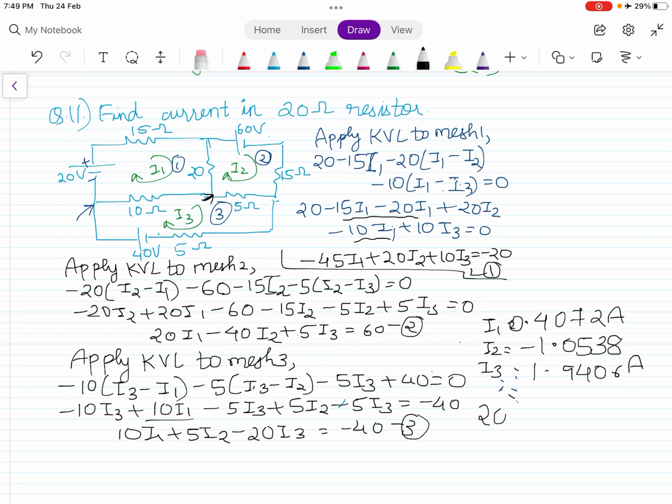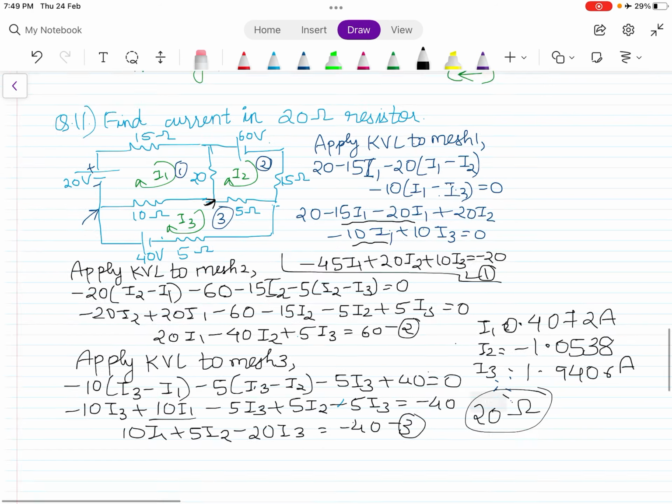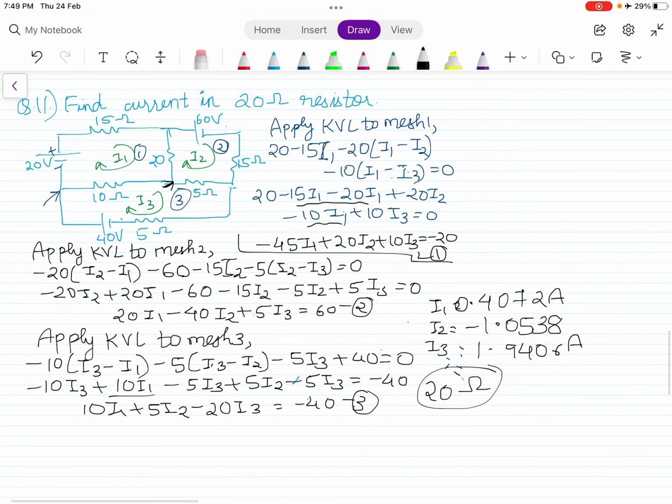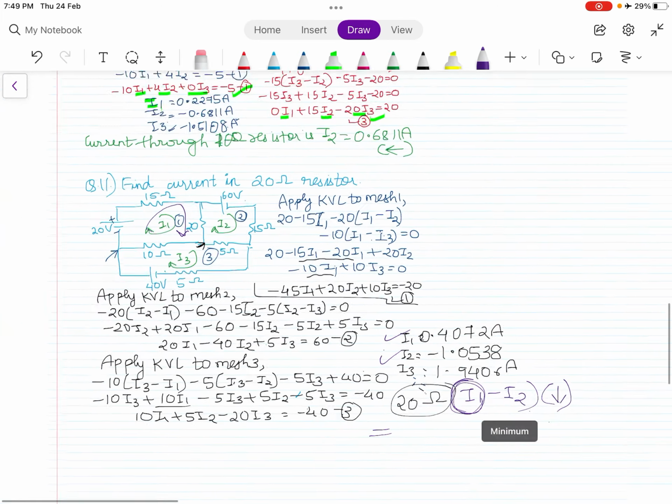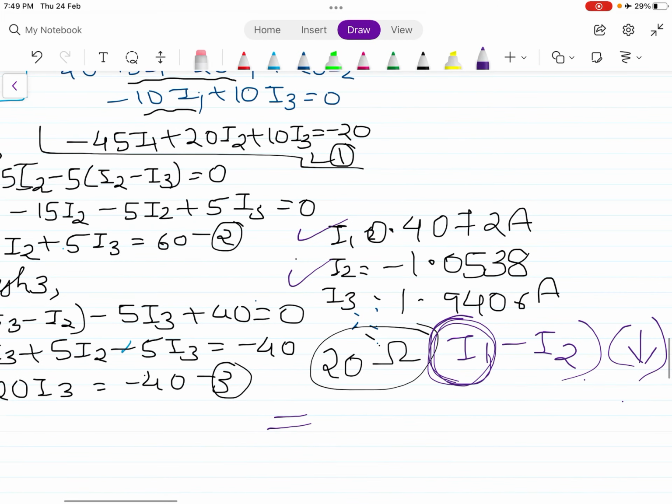The current through 20 ohms: I2 and I1 both are there in between. So from I1 and I2, the one which is smaller will be subtracted from the one which is greater. So I1 is greater, so I say I1 minus I2 in the direction of the larger current. So in the direction of I1 through 20 ohm is going downwards, so the current direction will be downwards. So I'll say I1 minus I2.